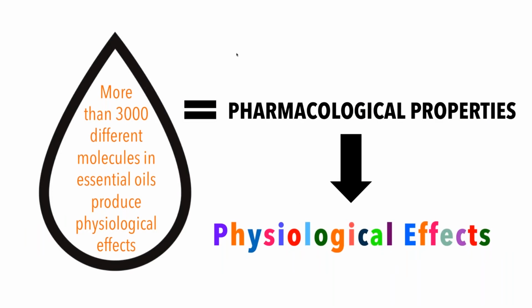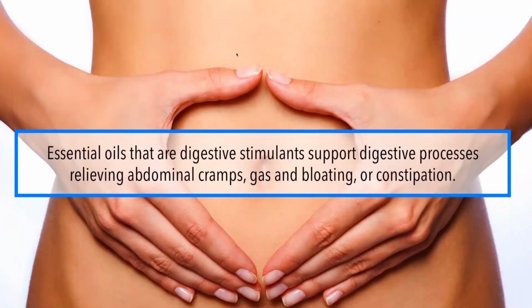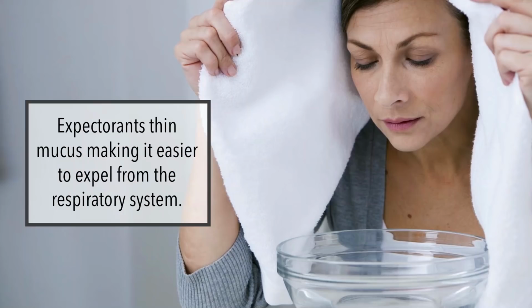Researchers have identified more than 3,000 different molecules in essential oils that produce physiological effects. In fact, essential oils demonstrate physiological effects on every body system, every single body system. That is crazy. For example, essential oils with digestive stimulating properties support digestive processes, helping to relieve symptoms like abdominal cramps, gas and bloating, or constipation. Essential oils with expectorant properties are excellent for the respiratory system. Expectorants thin mucus and congestion, making it easier to expel excess mucus from the system when it's necessary.